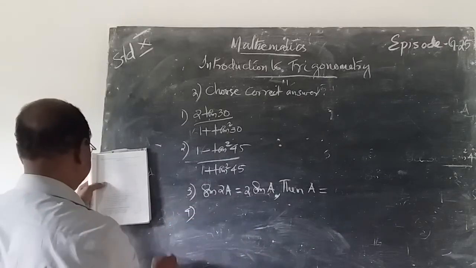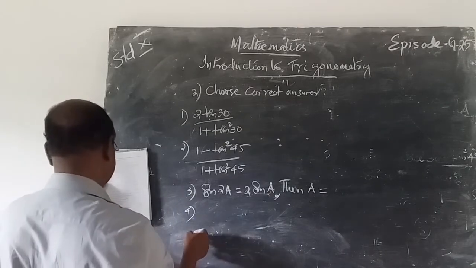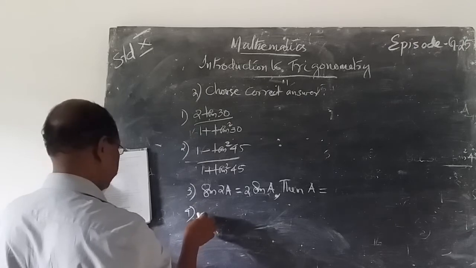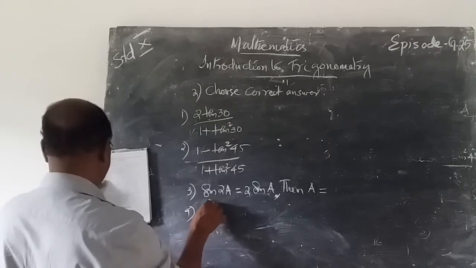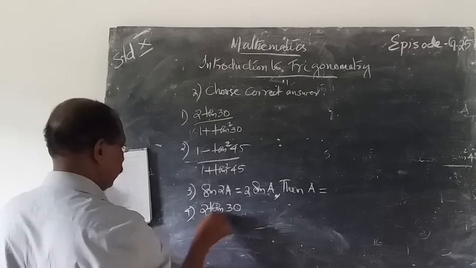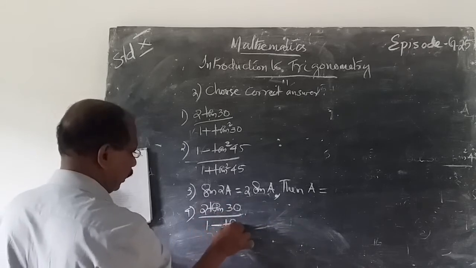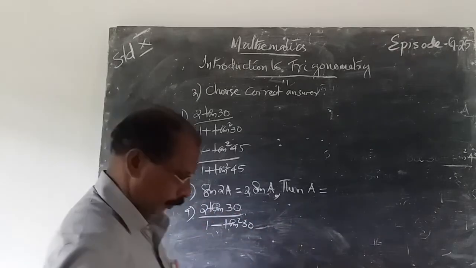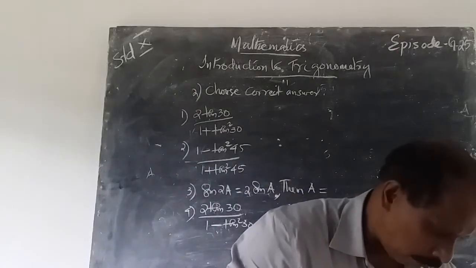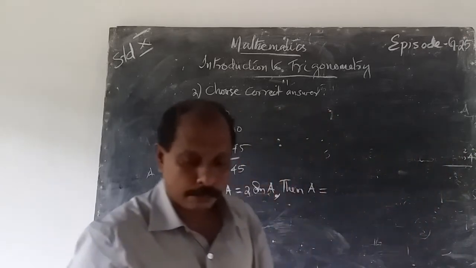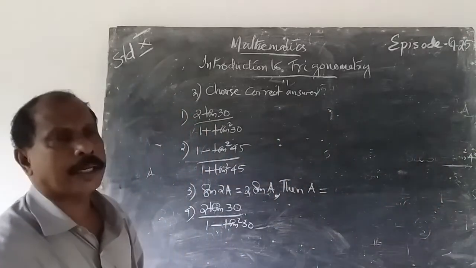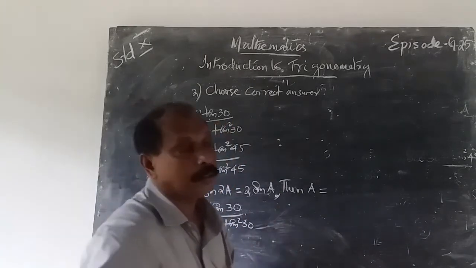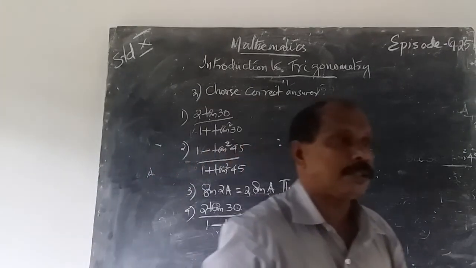Fourth question: 2 tan 30 by 1 minus tan square 30. There are 4 optional values. Out of the 4 optional values, we take the correct answer. These are the results from the plus 1 classes for trigonometry.